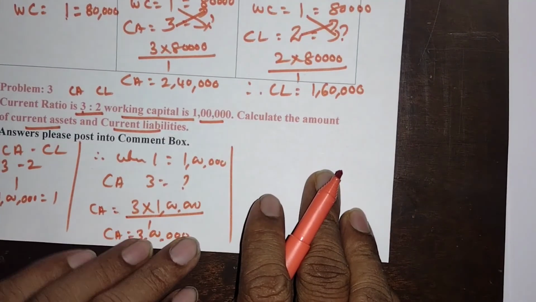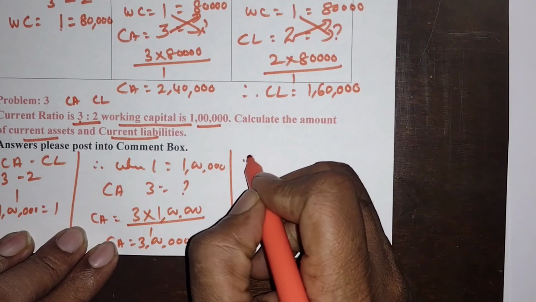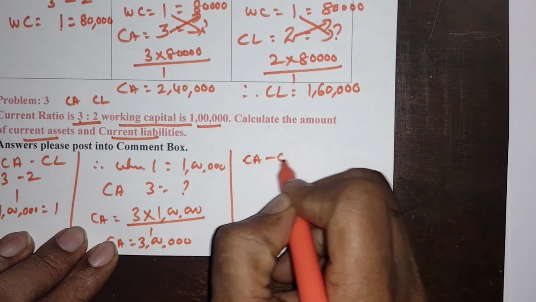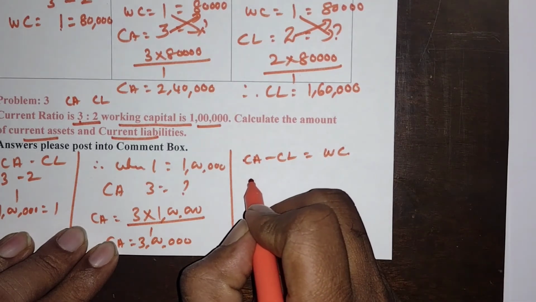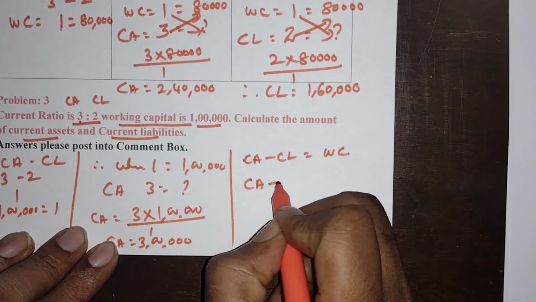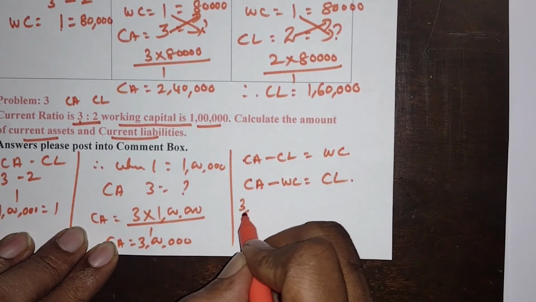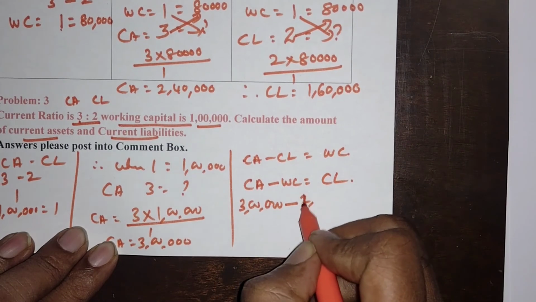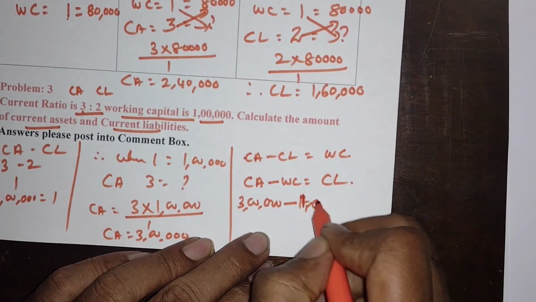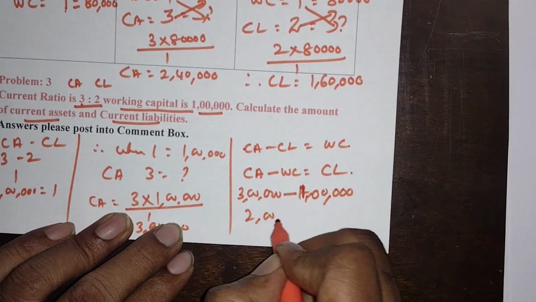Another way I explained: instead of the cross multiplication method, current asset minus current liability is equal to working capital. In the same manner, current asset minus working capital is equal to current liabilities. Current asset is 3 lakh rupees minus working capital 1 lakh rupees. When you subtract this 1 lakh rupees, you get an answer of 2 lakh rupees.